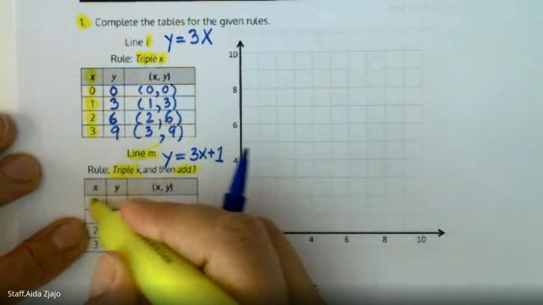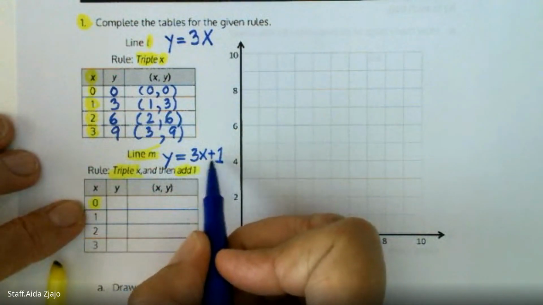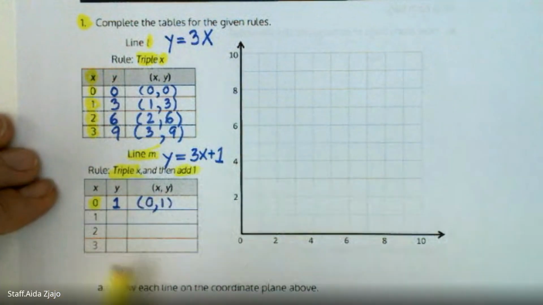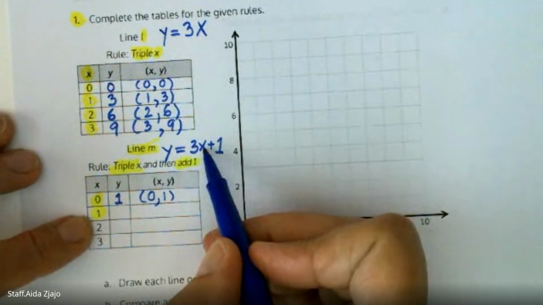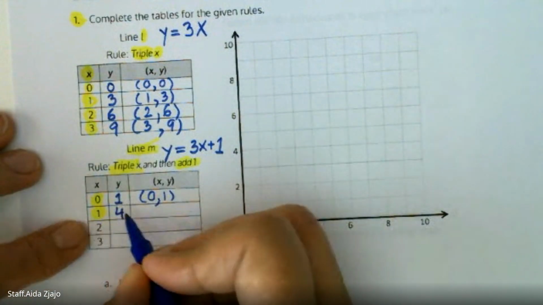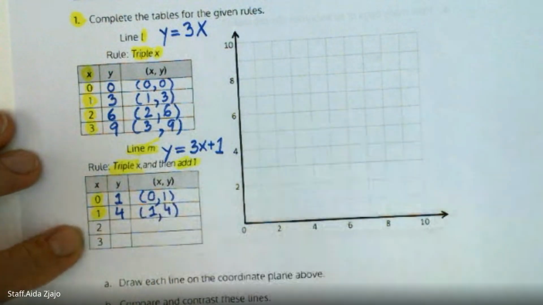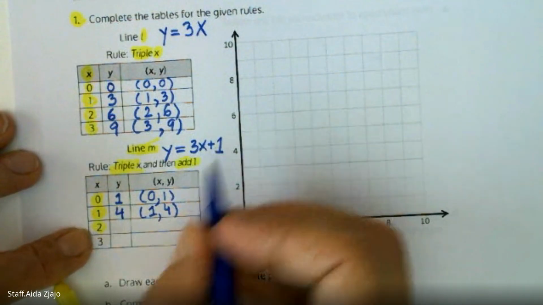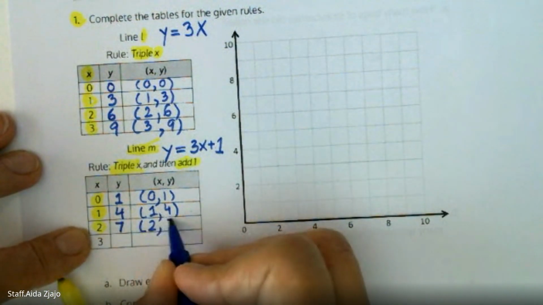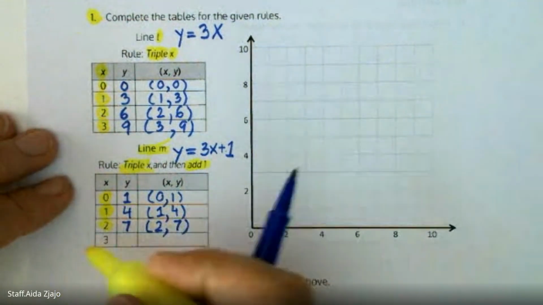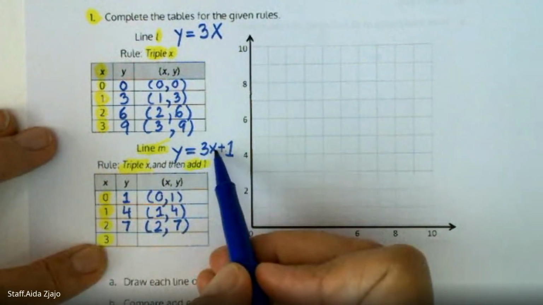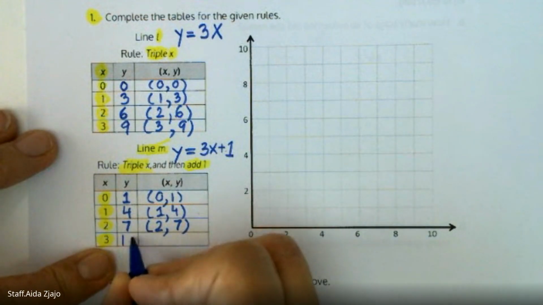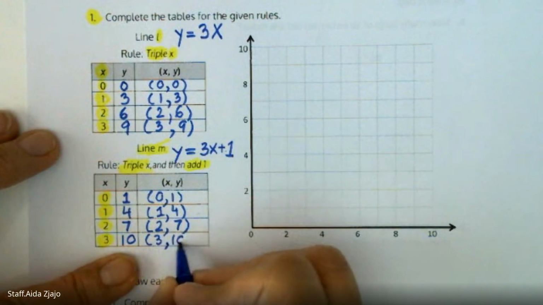If x is 0, 0 times 3 is 0 plus 1 is 1. So the first is 0, 1. If x is 1, 3 times 1 is 3 plus 1 is 4. So it's 1, 4. If x is 2, 3 times 2 is 6 plus 1 is 7. So 2, 7. And then last, 3 times 3 plus 1. 3 times 3 is 9, 9 plus 1 is 10. So 3, 10 is the next one.